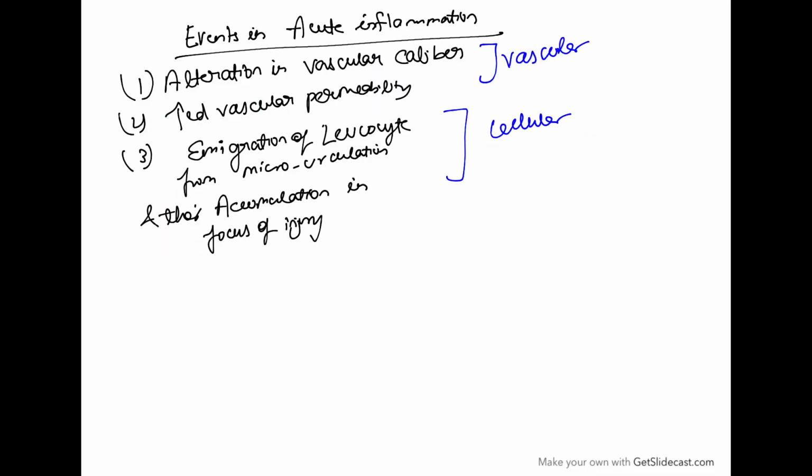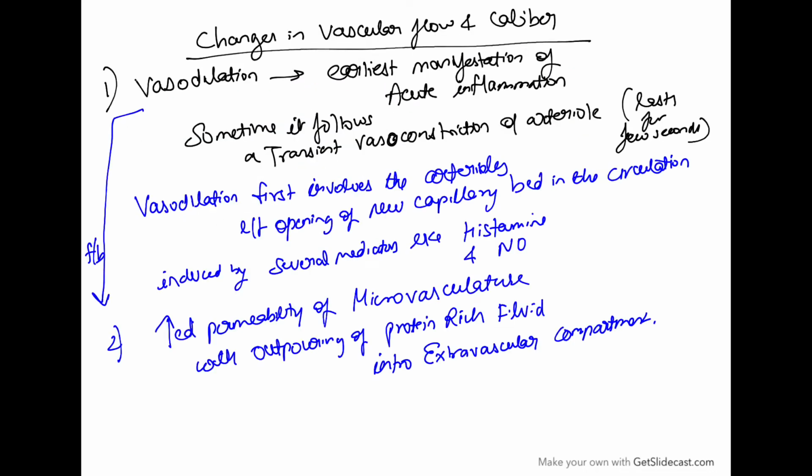Now, what are the events we have already seen? One is the alteration in the vascular caliber, then increased vascular permeability, and third is the cellular event, that is emigration of the leukocytes from the microcirculation and their accumulation at the foci of the injury. So we have vascular events and we have cellular events. Coming to the vascular event, the first change is the change in the vascular flow and the caliber of the blood vessel. It leads to vasodilation, which is the earliest manifestation of acute inflammation.